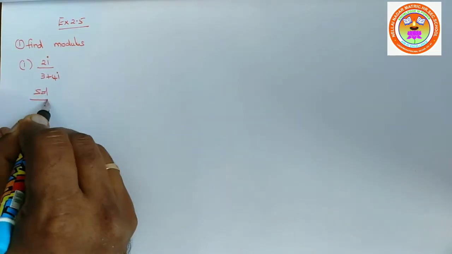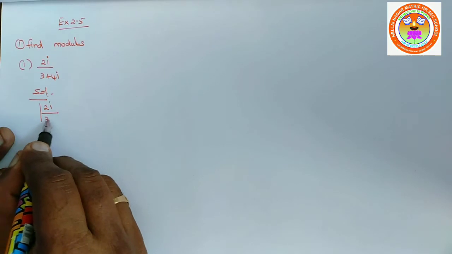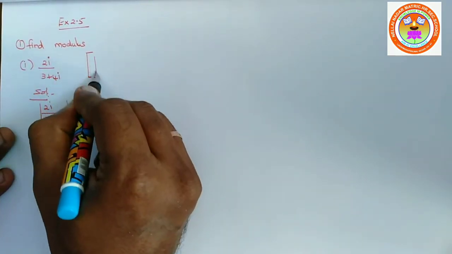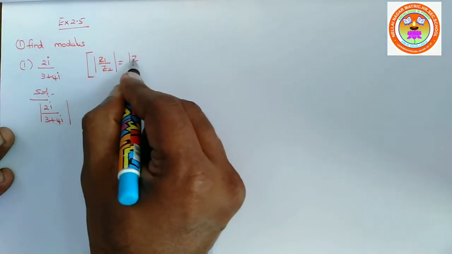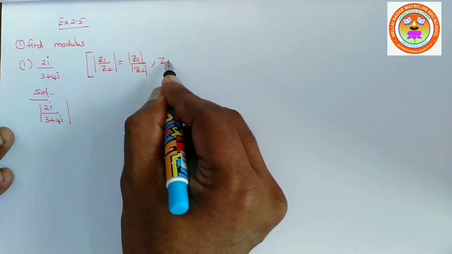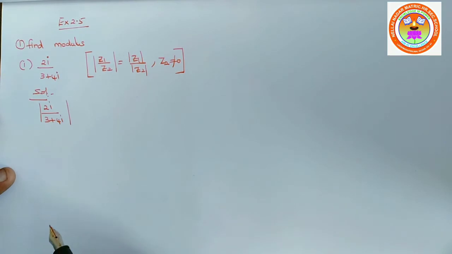Solution. So I need the modulus of 2i divided by 3 plus 4i. We have studied one of the properties: modulus of z1 divided by z2 we can write as modulus of z1 divided by modulus of z2, with the condition that z2 is not equal to 0. This is one of the properties we have studied.